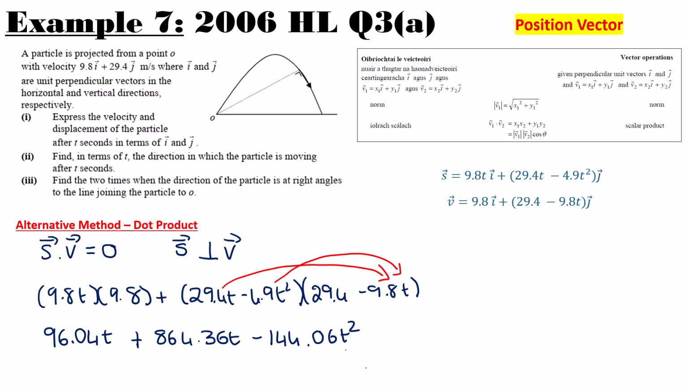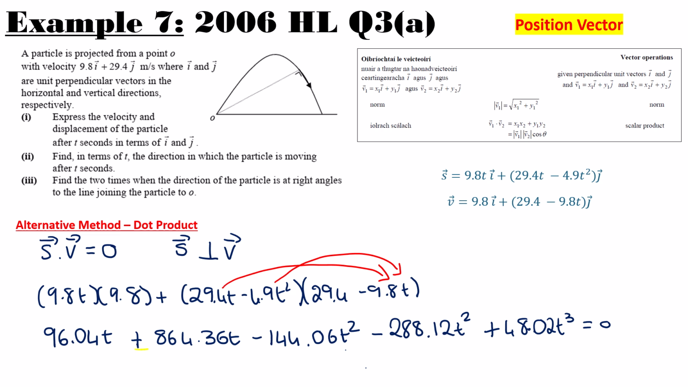So 29.4t by minus 9.8t is going to give me minus 288.12t squared, and then finally 4.9 and 9.8, both of them negative, t squared by t gives us plus 48.02t cubed, and that equals 0. Now, we have t to the power of 3, but we are going to be able to pull that out. So let's do a little bit of tidying up here.